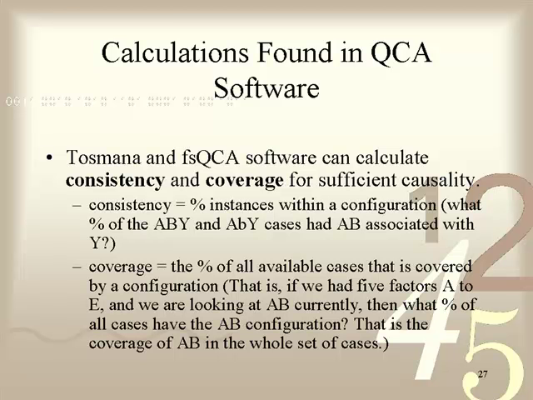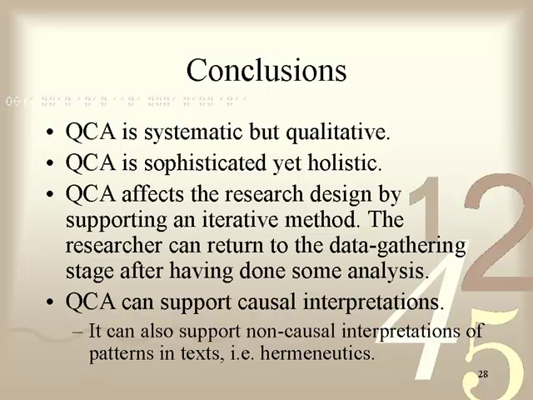I want to come to conclusions so that we have time for questions, and I'm happy to answer questions about any of this. To summarize, I think I've shown that QCA is systematic, but it's still fundamentally qualitative. I've shown that it's sophisticated, and it has some mathematical component, but it's still holistic. The holistic element is where we're not being individualistic or atomistic, but we're looking at a configuration as a whole, as something which has a quality to it. It might have emergent properties, as I would put it in realist terms.